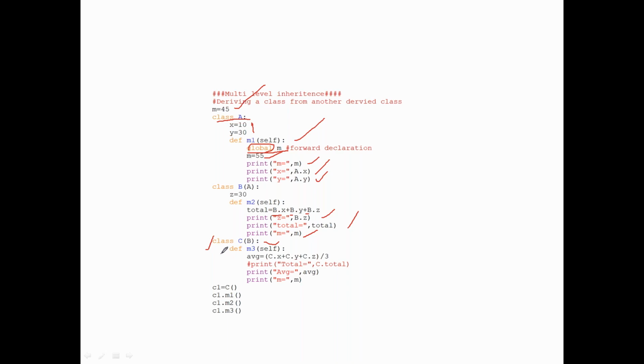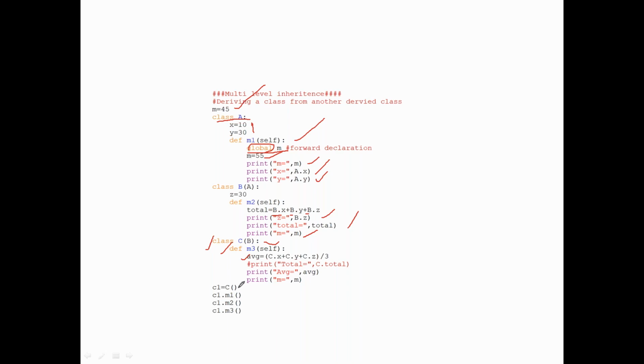Now I'm creating one more method here, m3, average equals c.x plus c.y plus c.z by 3. So sum of all the values divided by count is nothing but average. Now print average and print sum.